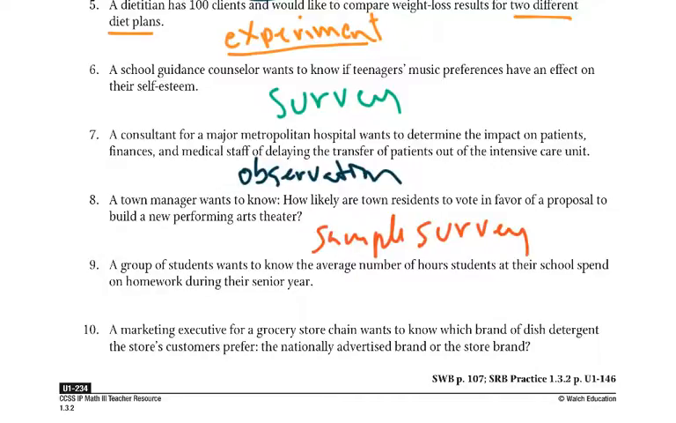A group of students wants to know the average number of hours students at their school spend on homework during their senior year. So looking at this one, we could try to do an observation. That would be nice, right? To actually see how many hours, but that would be tough to observe without impacting the fact that you were observing. So a better idea would probably be a survey, and have them rate themselves on the time they spend on their homework. Questions that go along with that. And then you can use that information to figure things out.